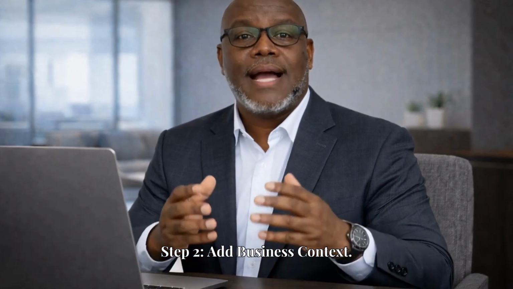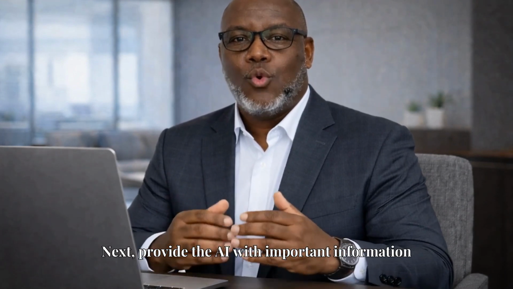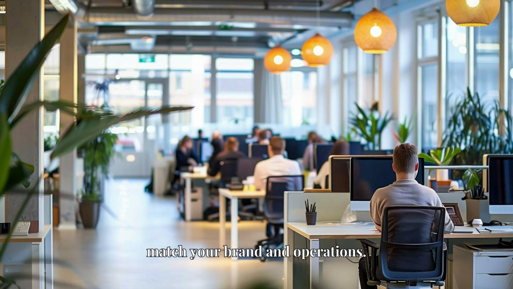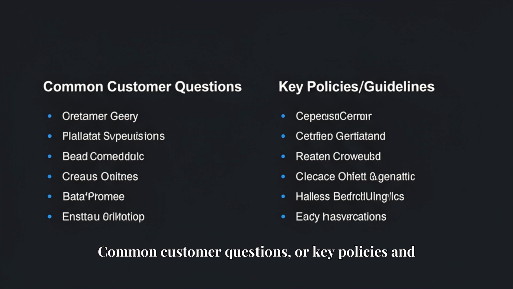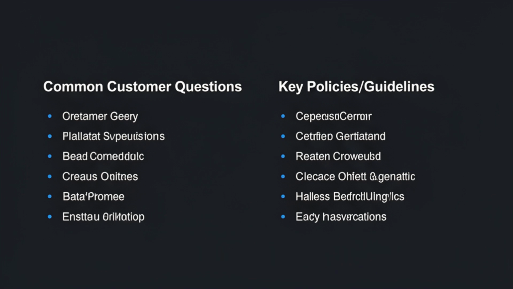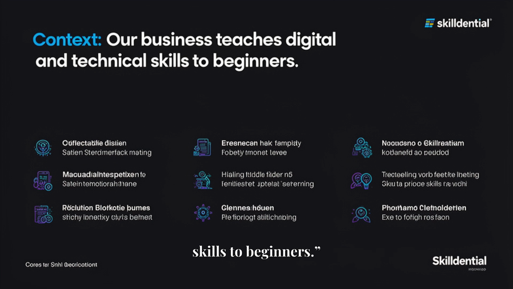Step 2. Add business context. Next, provide the AI with important information about your business. This helps the assistant give answers that match your brand and operations. Include details such as your products or services, target audience, brand tone and style, common customer questions, or key policies and guidelines.